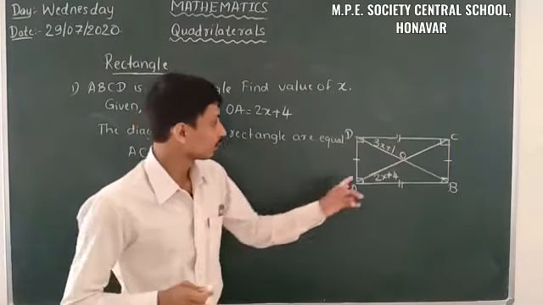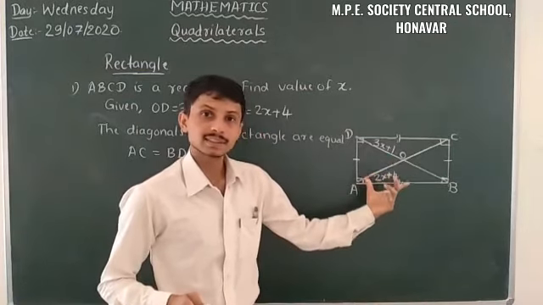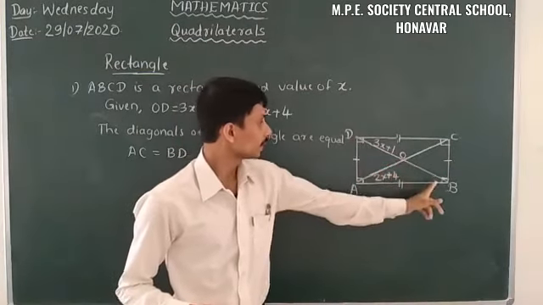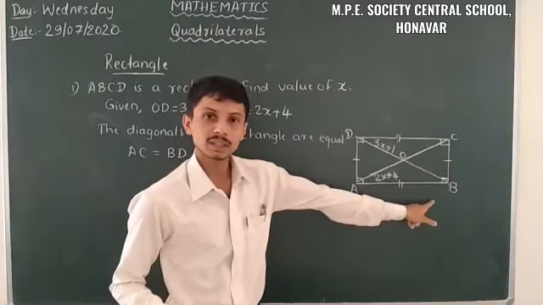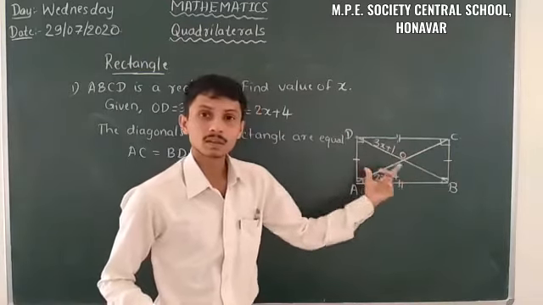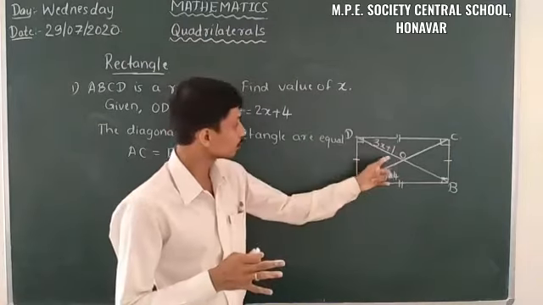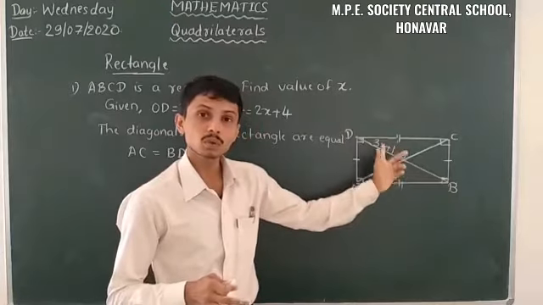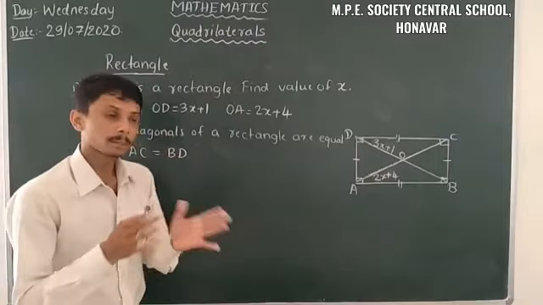That means if we consider AC as a transversal, and AC bisects BD, then BD is split into two exactly equal parts, that is OD and OB. That means OD is always equal to OB here. So firstly we have to bisect that one.